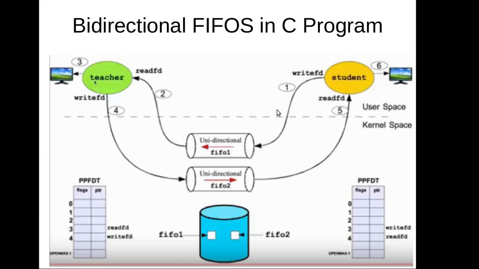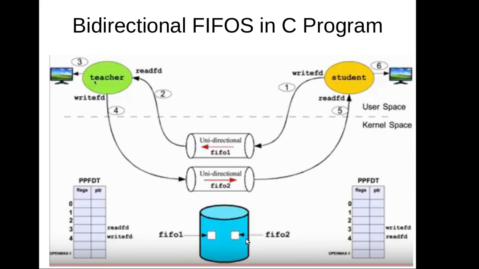Let us first take the example that we have two processes named teacher and student. Now consider the process student. The student first writes the data to FIFO 1, and that is received at the teacher side. After that the teacher writes the data into FIFO 2 and it is received at the student side. For using these two FIFOs, we have the disk, and on the disk I have created two files, FIFO 1 and FIFO 2.